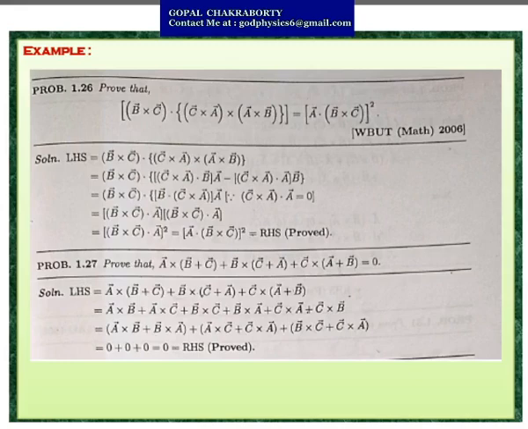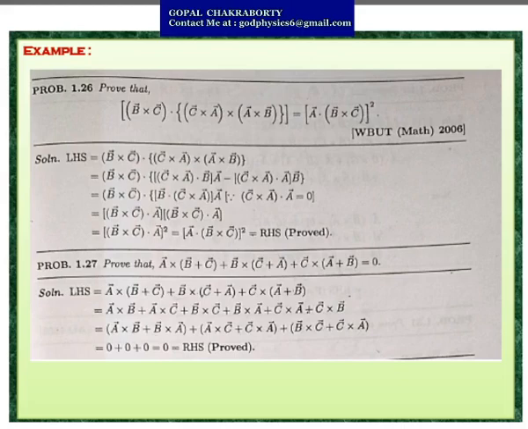So we will find (B cross C) dot (B dot C cross A) whole into A. Then we get B cross C dot A common. So we will get B cross C dot A, which makes it (B cross C dot A) whole square. So rearranging, we can prove (A dot B cross C) whole square, which is your right hand side.